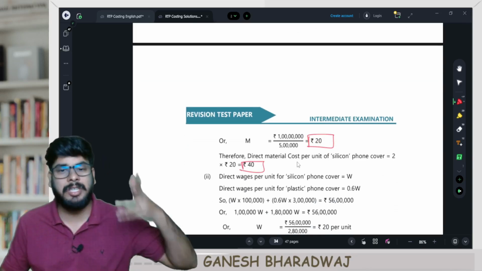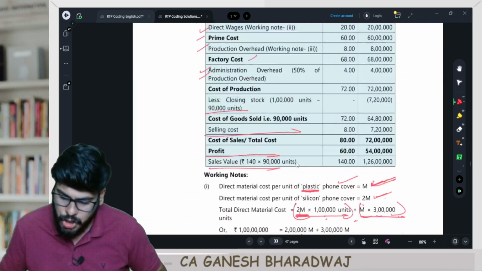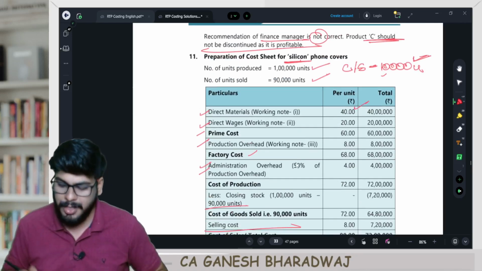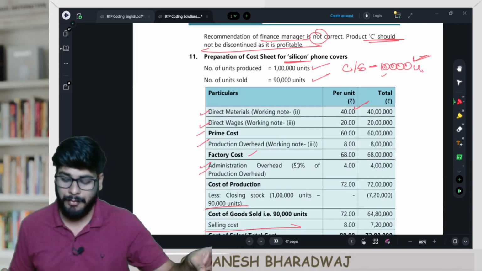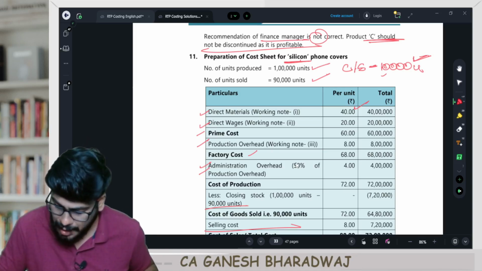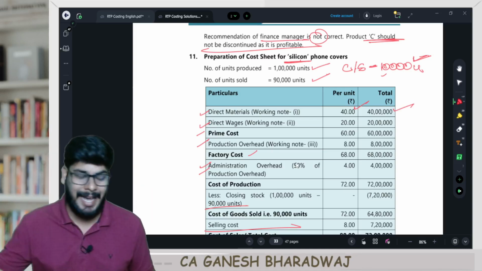Right? So now we have arrived at the figure. Just go up and update here. 40 rupees is the cost per unit of silicon phone cover. 40 into 1 lakh, that is going to be 40 lakh rupees. As simple as that.